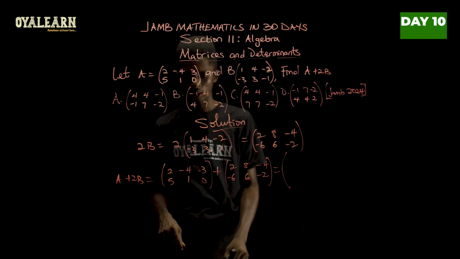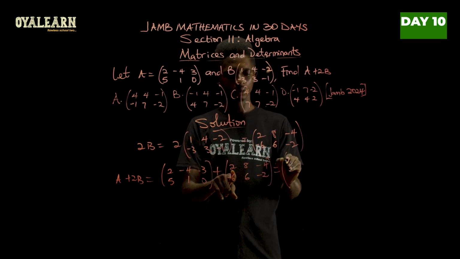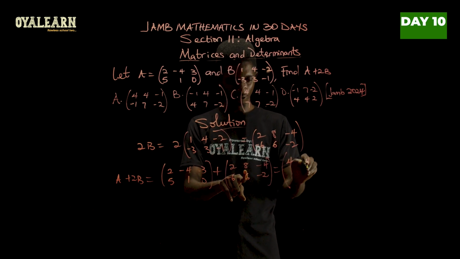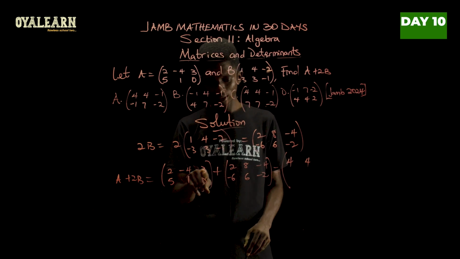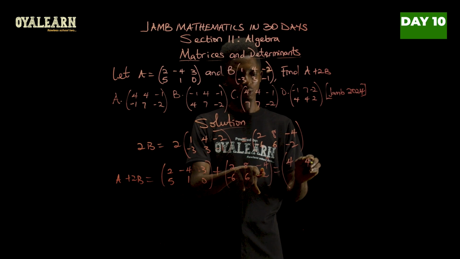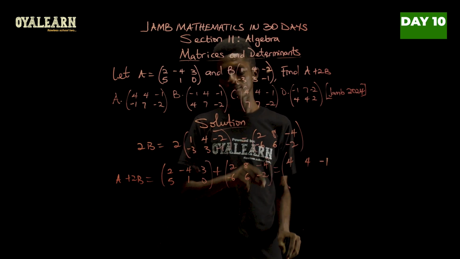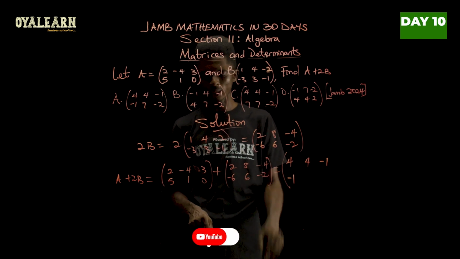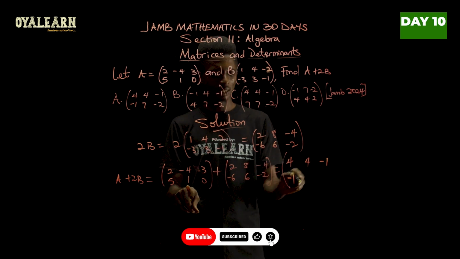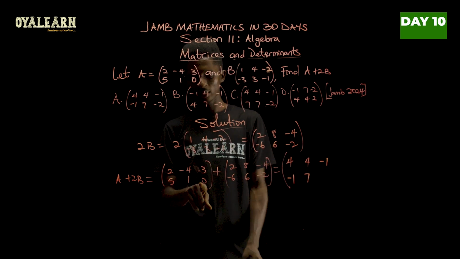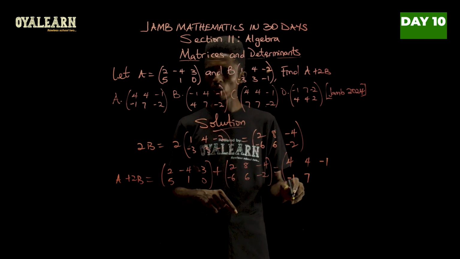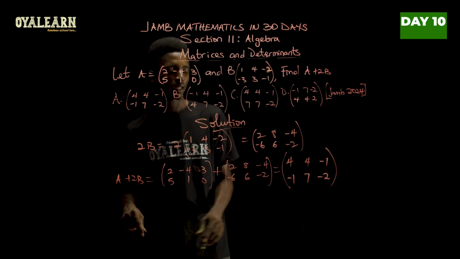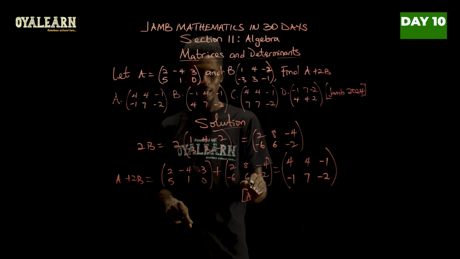Now this would give us 2 plus 2, 4. Minus 4 plus 8, 4. 3 plus minus 4. That will give us minus 1. 5 plus minus 6, minus 1. 1 plus 6, 7. 0 plus minus 2, that is minus 2. Now, given this answer then, the correct option is A.